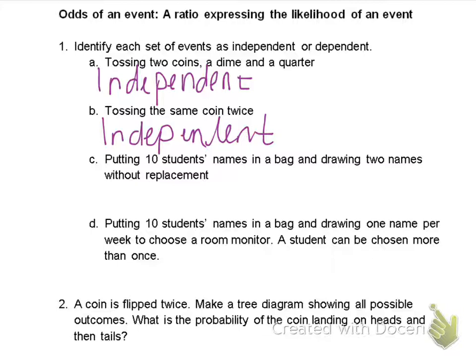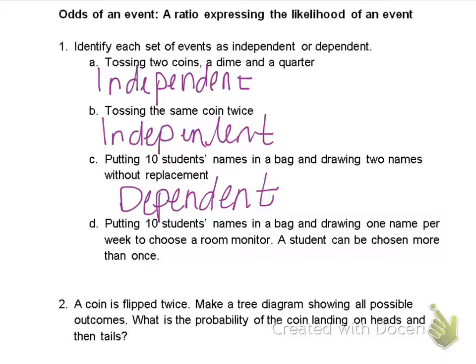Okay, the next example, if you put 10 students' names in a bag and you draw two names without replacement. So what that means is you draw out the first name and you keep it out, and then you draw another name. So this one, the second event, the second name drawn, does depend on what happens the first name drawn, because now the probability has changed for the second name being drawn because there are fewer names in the bag at this point, because you already took one out and you kept it out.